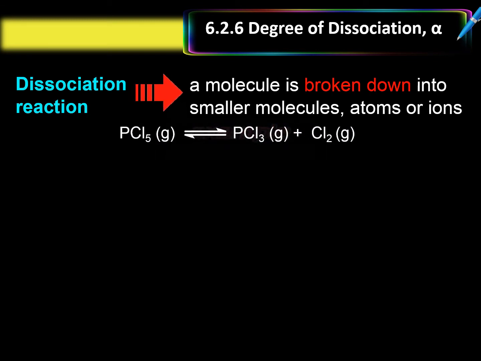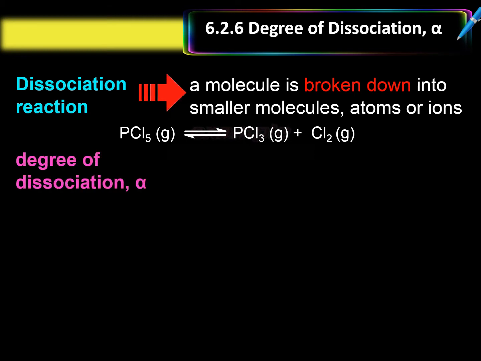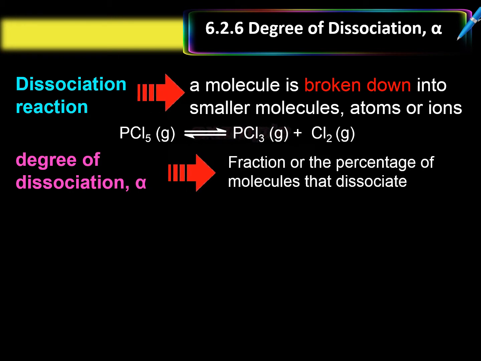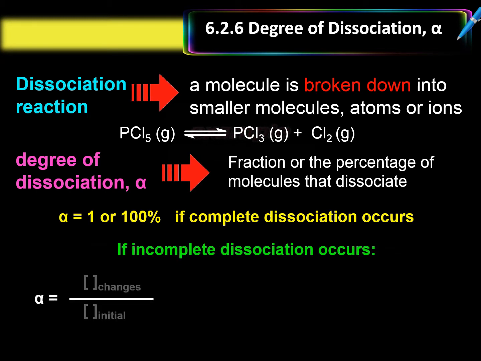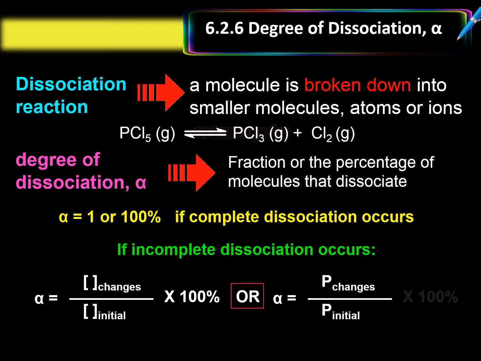Dissociation reaction of PCl5 is when this molecule is broken down into smaller molecules of PCl3 and Cl2. From this equation, we can find the fraction or the percentage of molecules that dissociate, known as the degree of dissociation, with the symbol alpha. The value will be equal to 100% as a percentage, or 1 as a fraction, if the dissociation occurs completely. But if incomplete dissociation occurs, this formula of alpha needs to be applied using either a value of concentration or pressure.